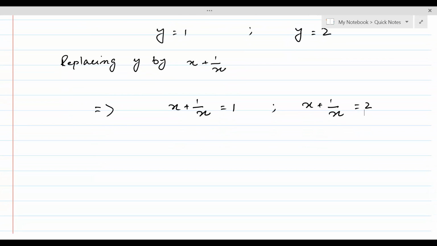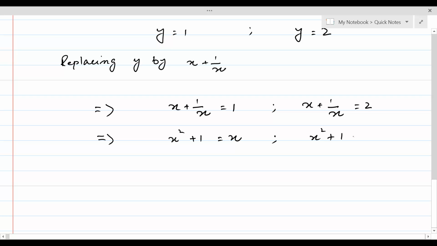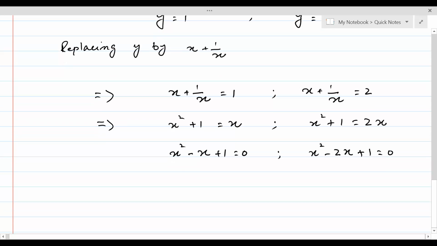This will result in two more quadratic equations. Now when we multiply x on both sides, this will be x squared plus 1 equal to x, and here it will be x squared plus 1 equal to 2x, which means by standardizing this will be x squared minus x plus 1 equal to 0, and here it will be x squared minus 2x plus 1 equal to 0.